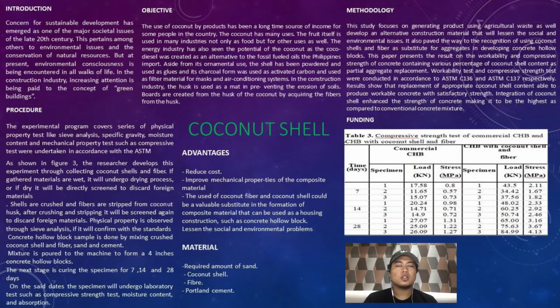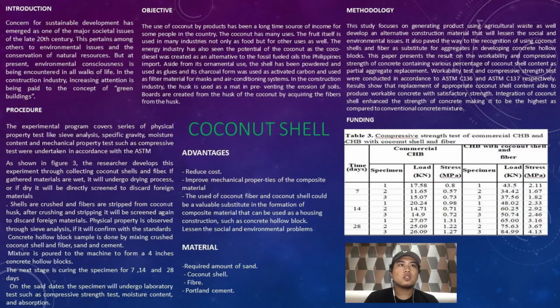So for the introduction, sustainable development nowadays is a concern as it has emerged as one of the major social issues of the late 20th century. Among others, environmental issues and the conservation of natural resources, at present environmental consciousness is being encountered in all walks of life. In the construction industry, increasing attention is being paid to the concept of green buildings.